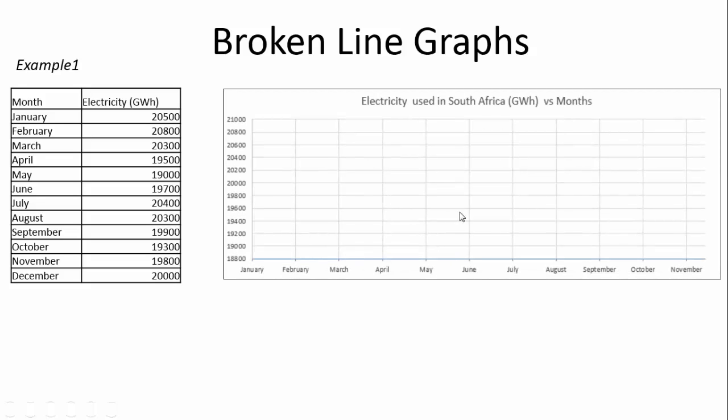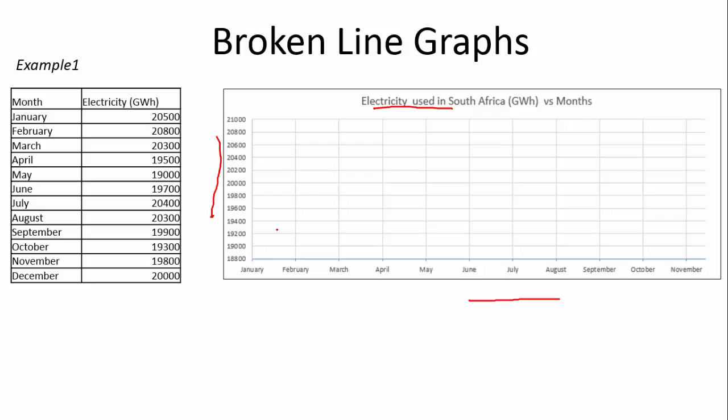So we create our graph. Electricity used in South Africa, gigawatt hours versus the months, right? So I've put this title here. What am I missing out on this graph? I need the electricity usage in gigawatt hours South Africa on the side here, and I need the months at the bottom, or time and the months. So make sure you write these. I just have not done this here because of space, but make sure you add these things in.